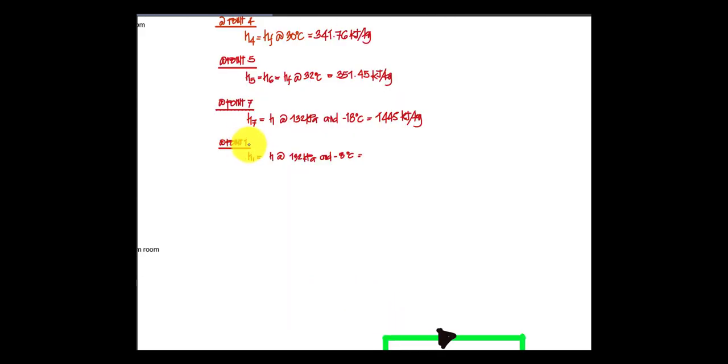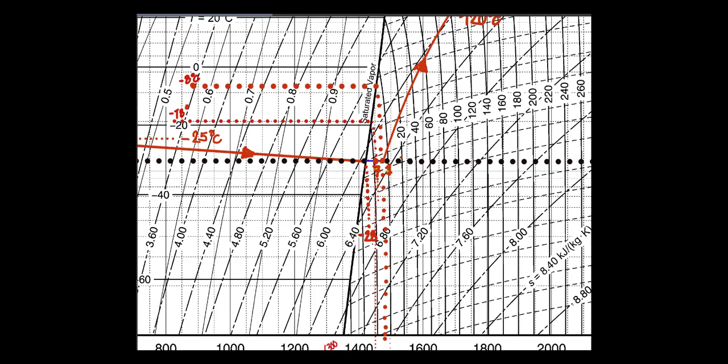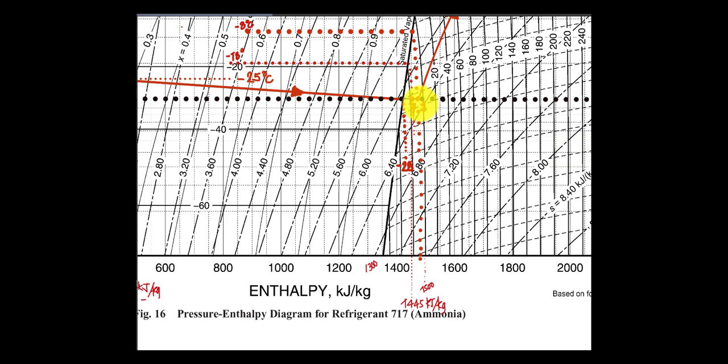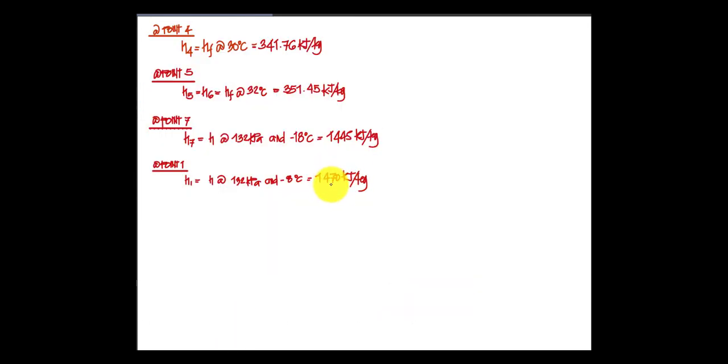Now at 0.1, we have the enthalpy at 0.1, so that will be the H at 132 kPa and negative 8 degrees Celsius. That will be the intersection. So let's go to our pH diagram. You will notice that will be that one. Let's draw a line traveling here. I have drawn the line at this point, so we can say this is 1470 kilojoule per kilogram. So that will be 1470.